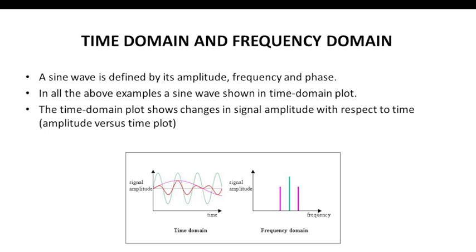To show the relationship between the three characteristics, amplitude, frequency and phase, we use the frequency domain. As you see in the diagram, a frequency domain is concerned with only the peak value and the frequency. There are two types of frequency domain plots: maximum amplitude versus frequency, and phase versus frequency.